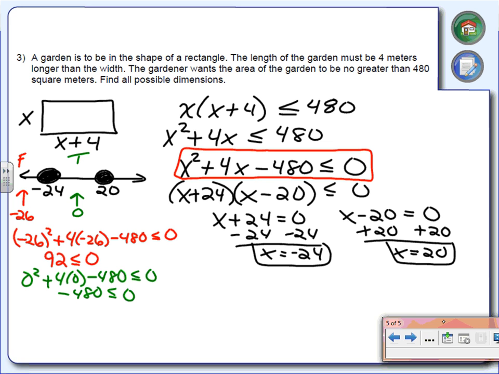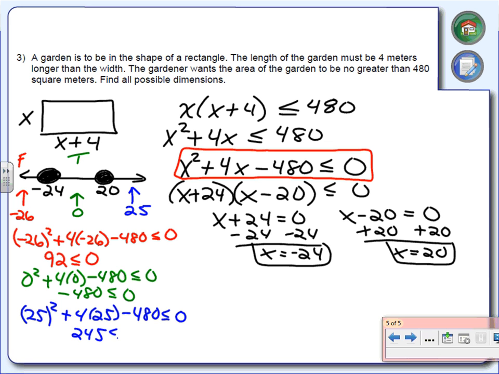We got one more area to test. That's this area over here. What number are we going to use for that area? 25? Okay, we'll do 25. So again, let's plug it in. We got 25 squared plus 4 times 25 minus 480. 245. And because 245 is not less than or equal to 0, this would be a false statement. That is false.